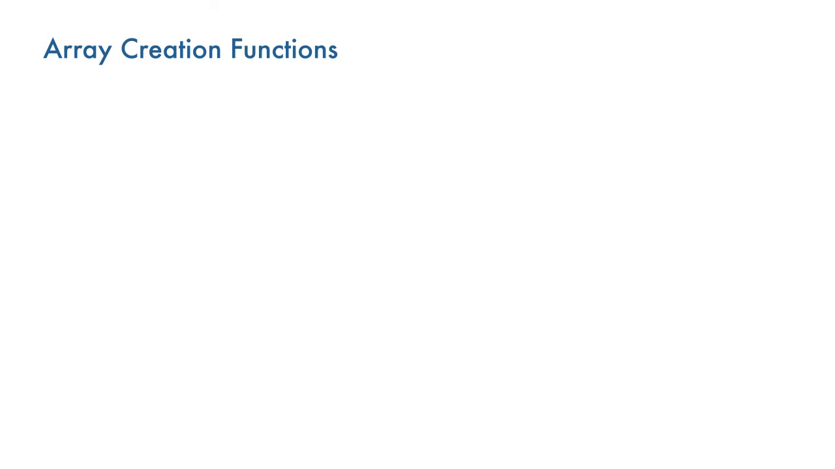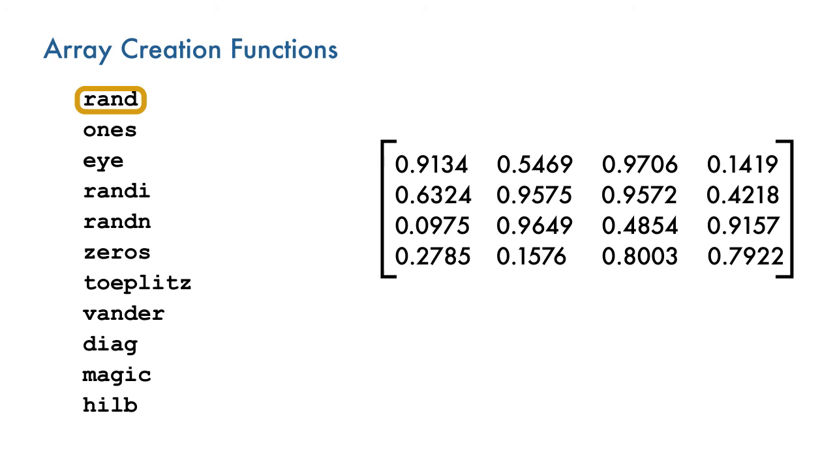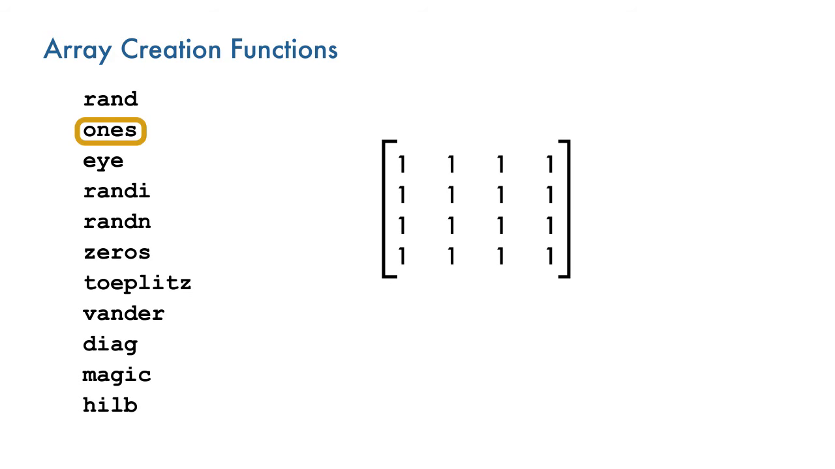A more efficient approach is to use array creation functions that can quickly create arrays with recognizable patterns or certain characteristics. For example, the rand function creates an array in MATLAB whose elements are randomly chosen numbers between 0 and 1. The ones function creates an array in MATLAB whose entries are all equal to 1.